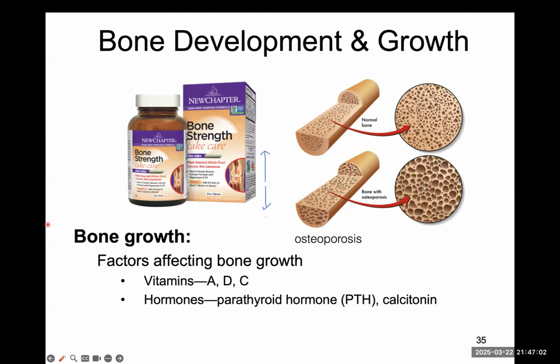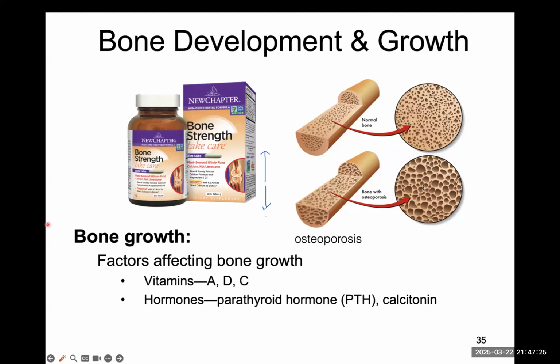your PTH level, your calcitonin level, to make sure that you're absorbing the minerals like calcium. And then they'll ask you about your diet and make sure that you're getting enough calcium. If you're not, they might tell you to take some supplements. So people who don't exercise are also more prone to getting osteoporosis.